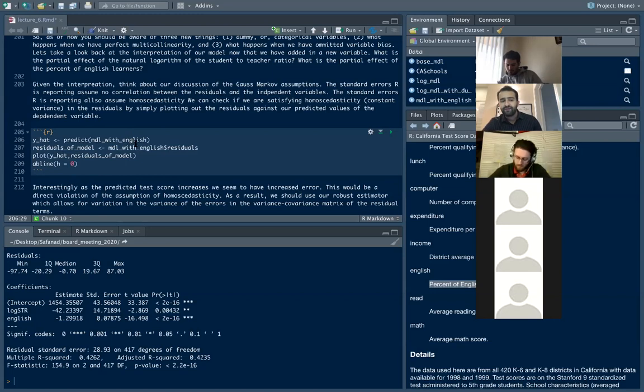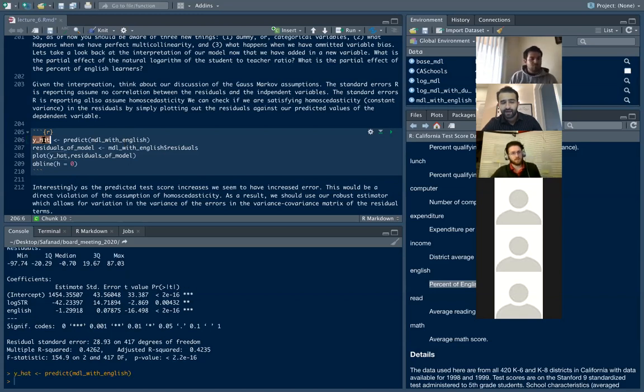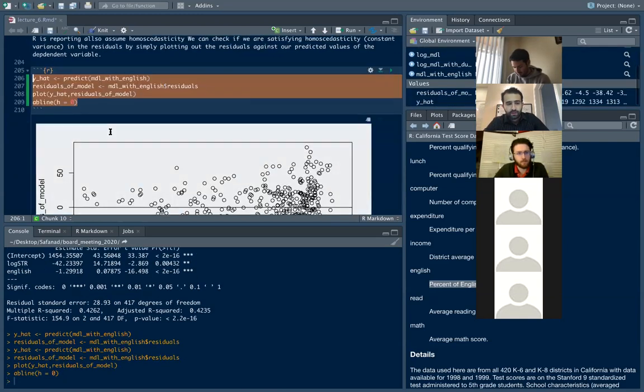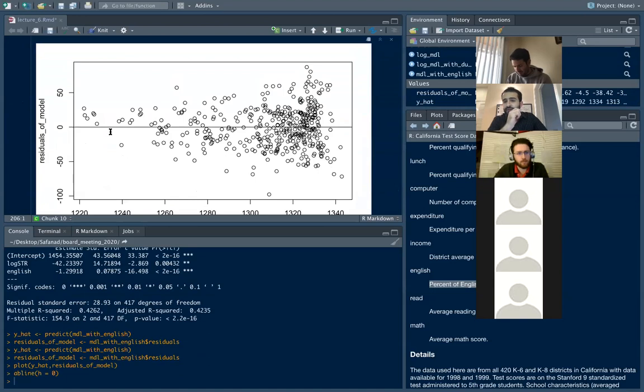Okay. If we want to get the fitted values, the y-hats for our estimated model with English, we'll call that y-hat. We can extract the residuals from the model as well using $residuals, so grabbing one of the elements of the list that R returns. We can plot y-hat, the predicted values of y, along our x-axis, and we can plot the residuals along the y-axis. Okay. You'll get a graph that looks like this.